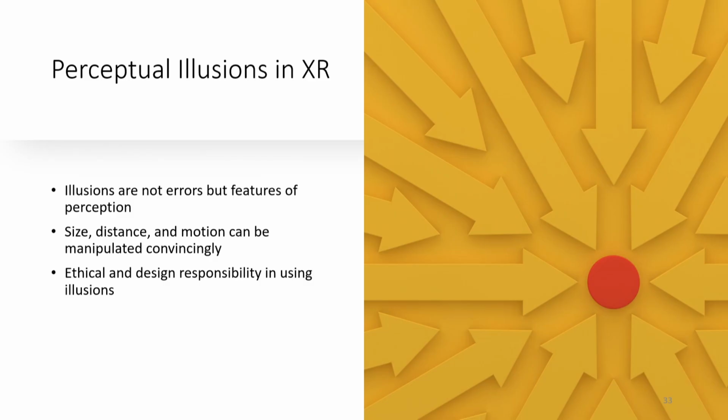So, these illusions are not errors, but they are features of how we perceive the world. Size, distance and motion can be manipulated convincingly. So, we as designers have an ethical and design responsibility in using illusions.